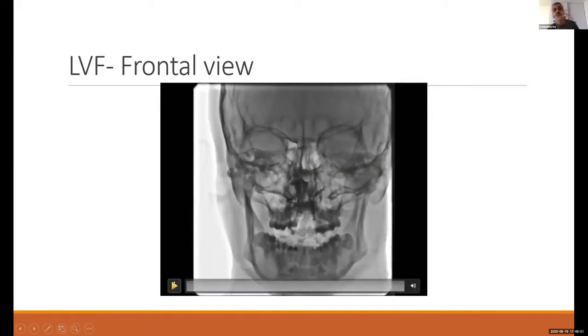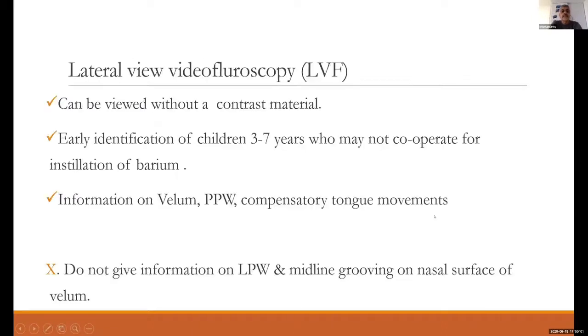Okay, so what you see there is a lateral pharyngeal wall movement. If you didn't see it very well, ignore it. Next slide, please.